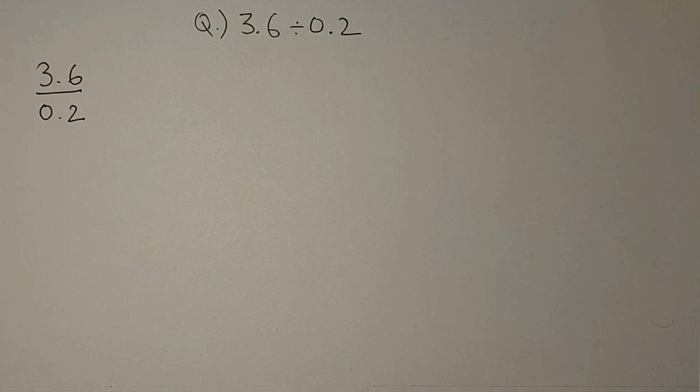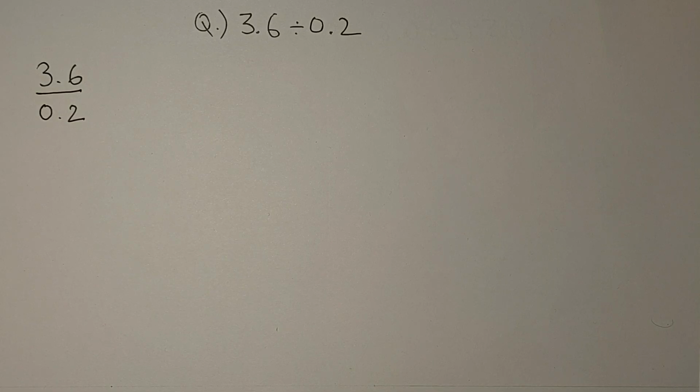We can write this in the form of a fraction. When dividing decimal numbers, it's very easy if we convert the denominator into a whole number. In this case, our denominator is 0.2, and we can convert it into a whole number by multiplying it by 10.